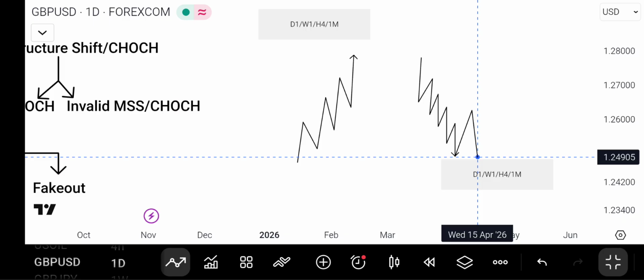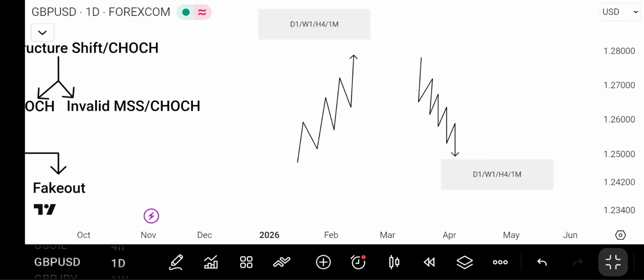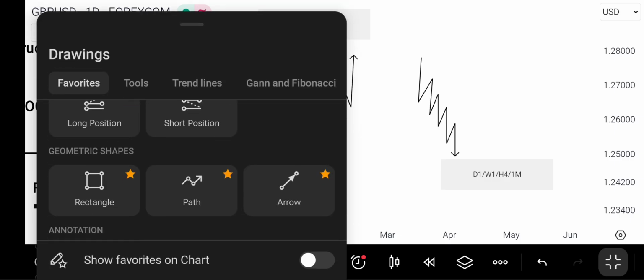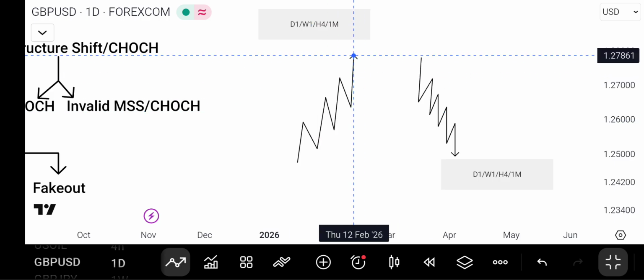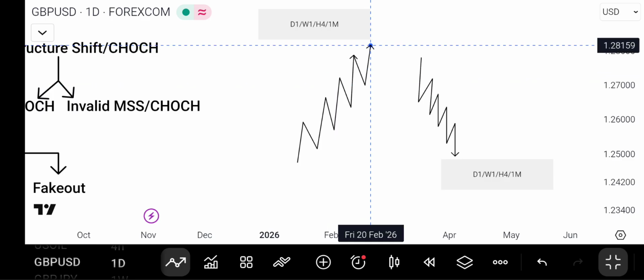These are invalid market structure shifts or change of character. These two things that I explained are invalid. Your market structure shifts will only be valid whenever your trending market meets a bias POI, which is higher time frame supply or demand.